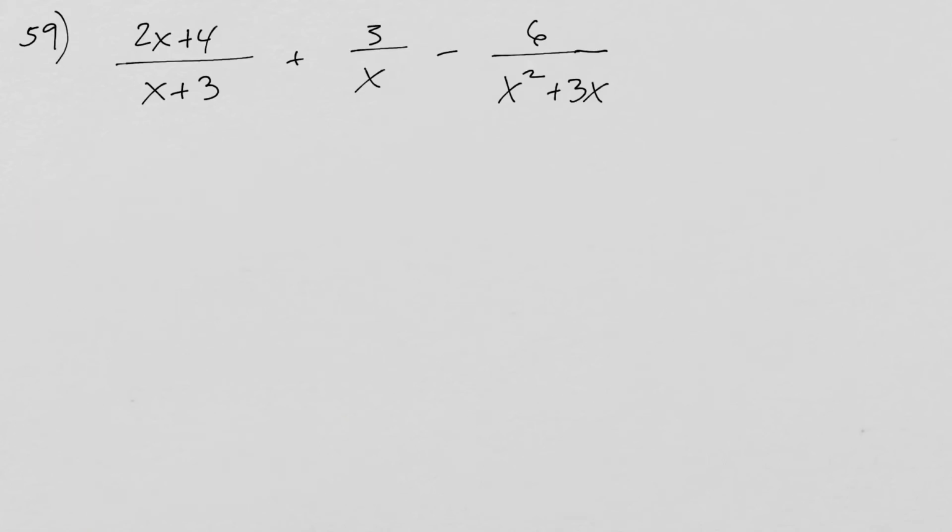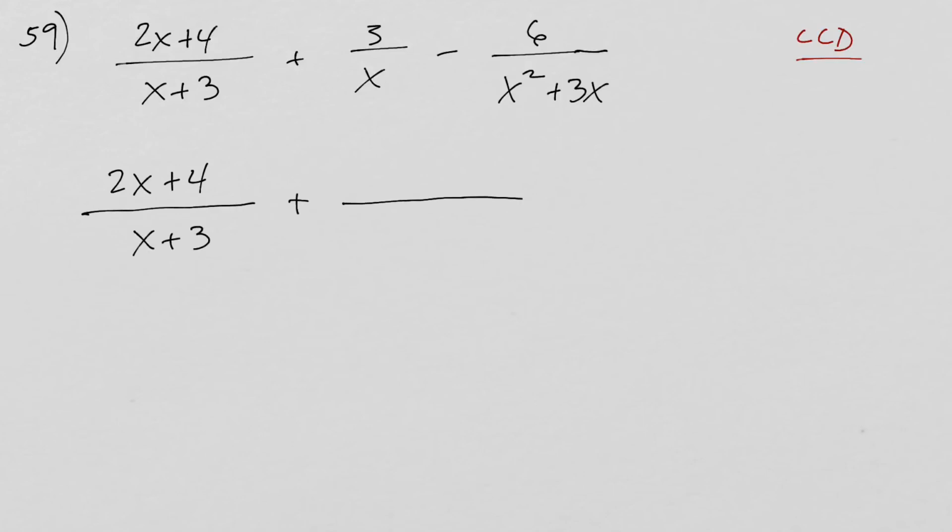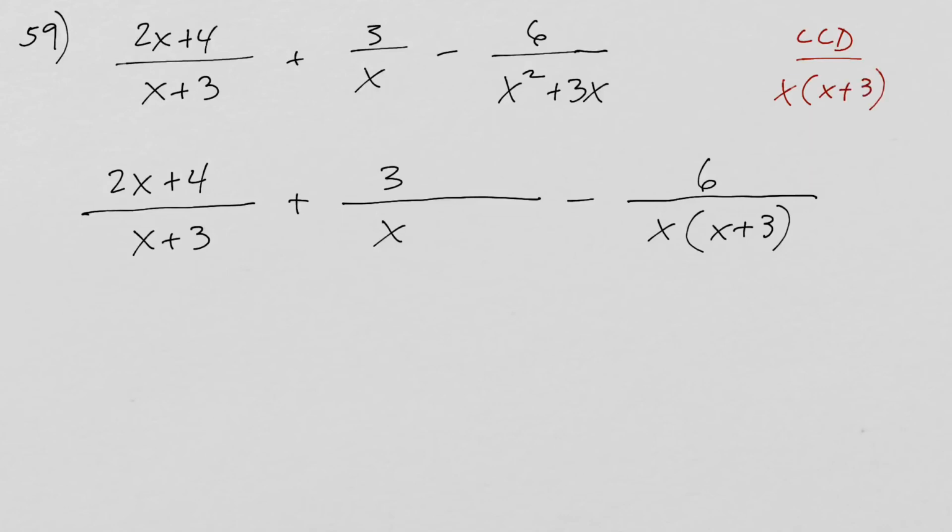Number 59, before I can figure out the LCD, I'm going to need to factor everything. The first one cannot be factored. The second one cannot be factored. Notice I left myself some room because I'm anticipating what's about to happen. The third one can be factored. Okay, so I hope you can see that this is the LCD, because those are the only two factors showing up anywhere.